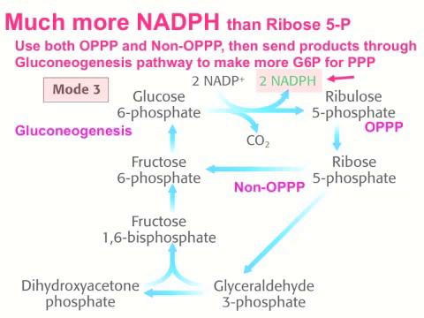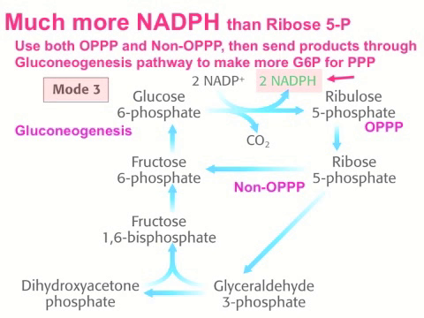Now, mode number 3 is where you need a lot of NADPH and not so much ribose 5-phosphate. And this happens when you're going to do a lot of steroid synthesis or a lot of fatty acid synthesis. In this case, you're going to use both the oxidative and the non-oxidative pentose phosphate pathway. You're going to send the products through gluconeogenesis to make more glucose 6-phosphate. So, what we're going to do is we're going to run both parts of the pathway.